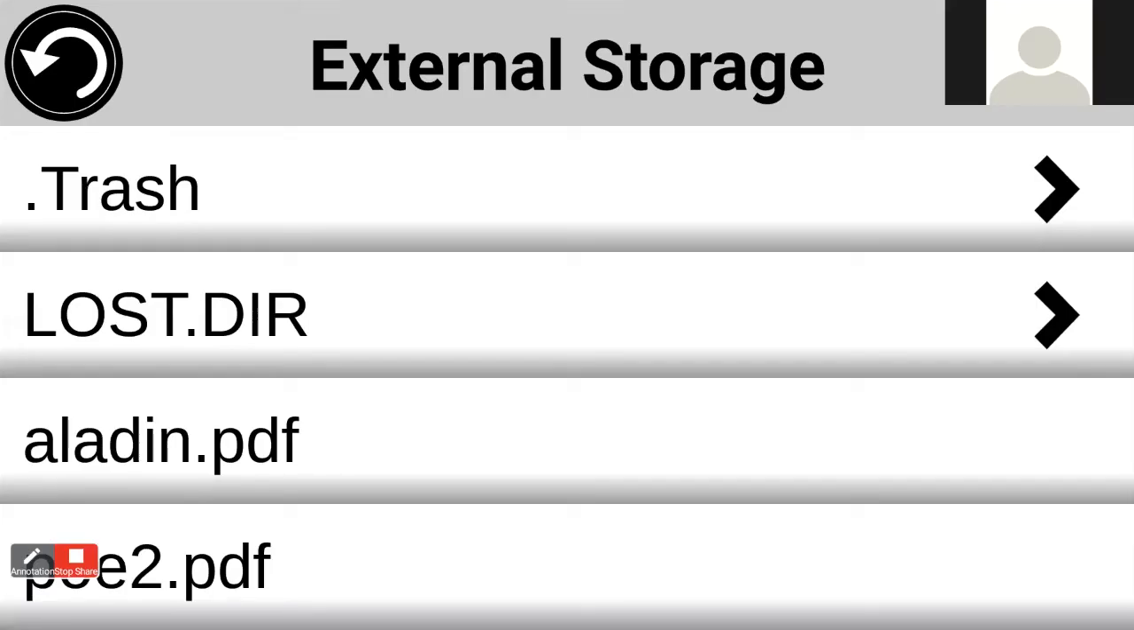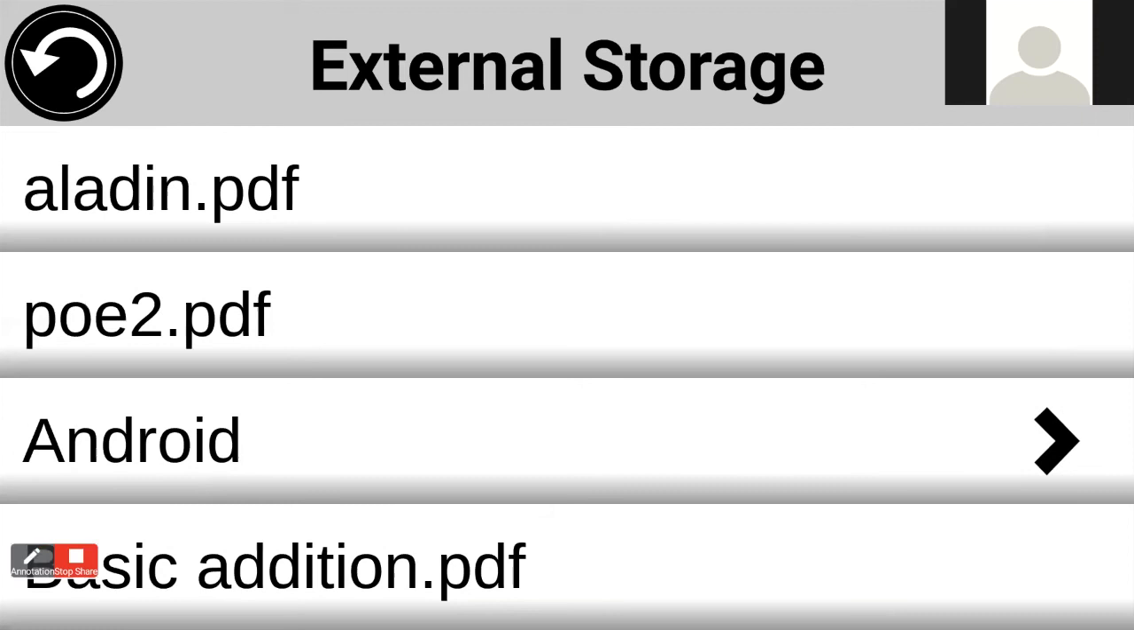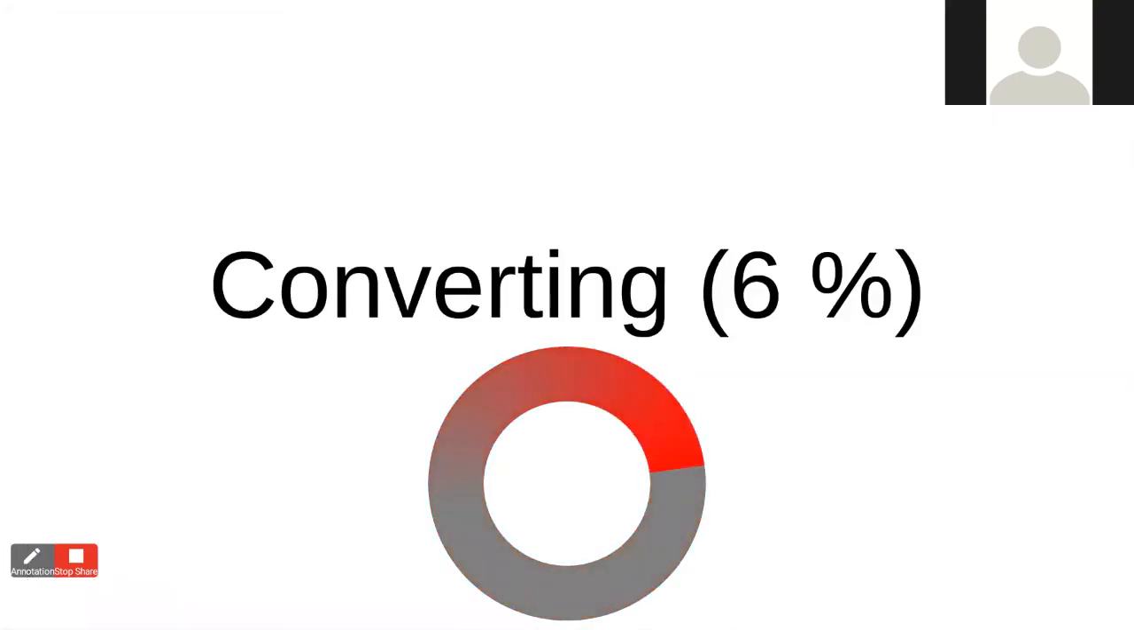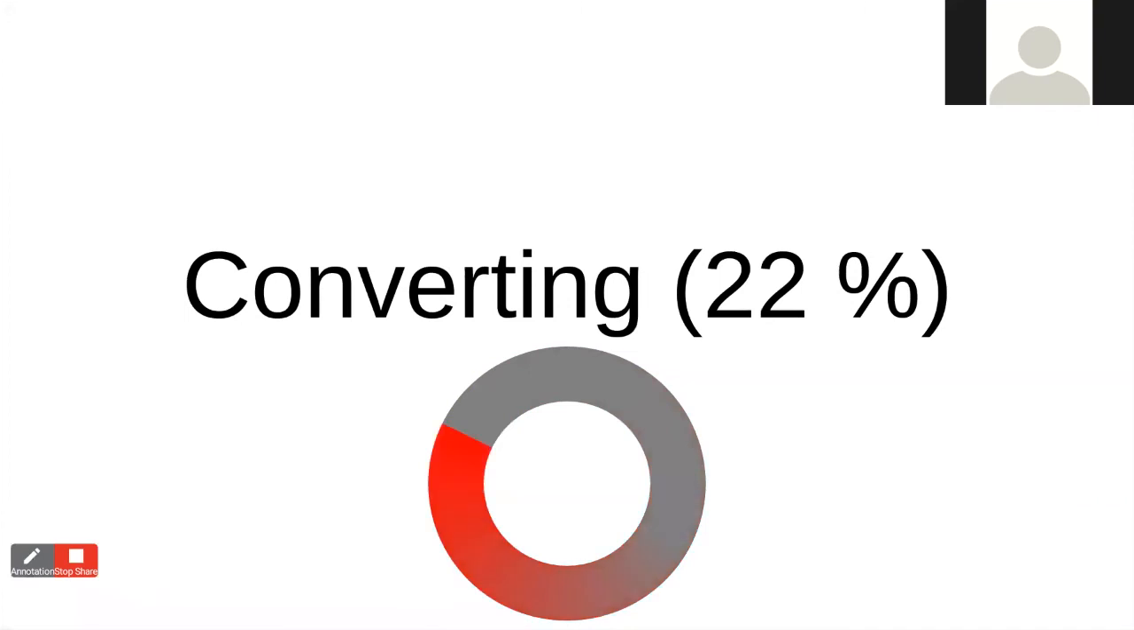Prodigy will show you what is on your external storage. I have a couple of PDFs on this drive. If I scroll to one, tap on that PDF, I'm going to tap on po2.pdf. Prodigy will start loading the document and converting it to my gallery.